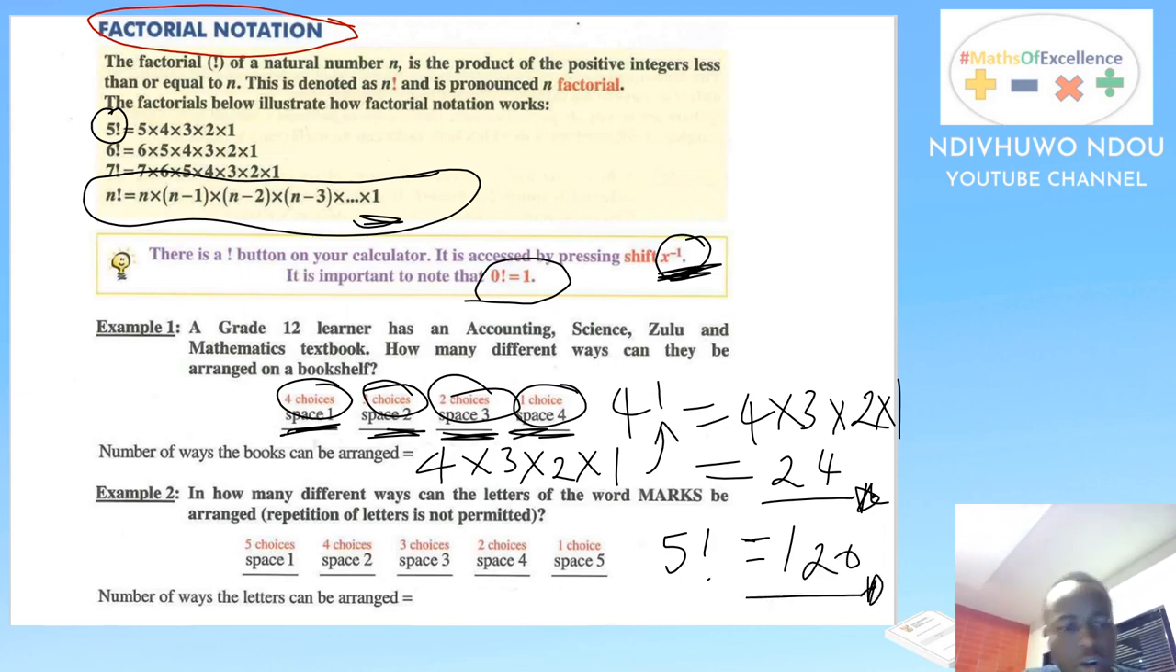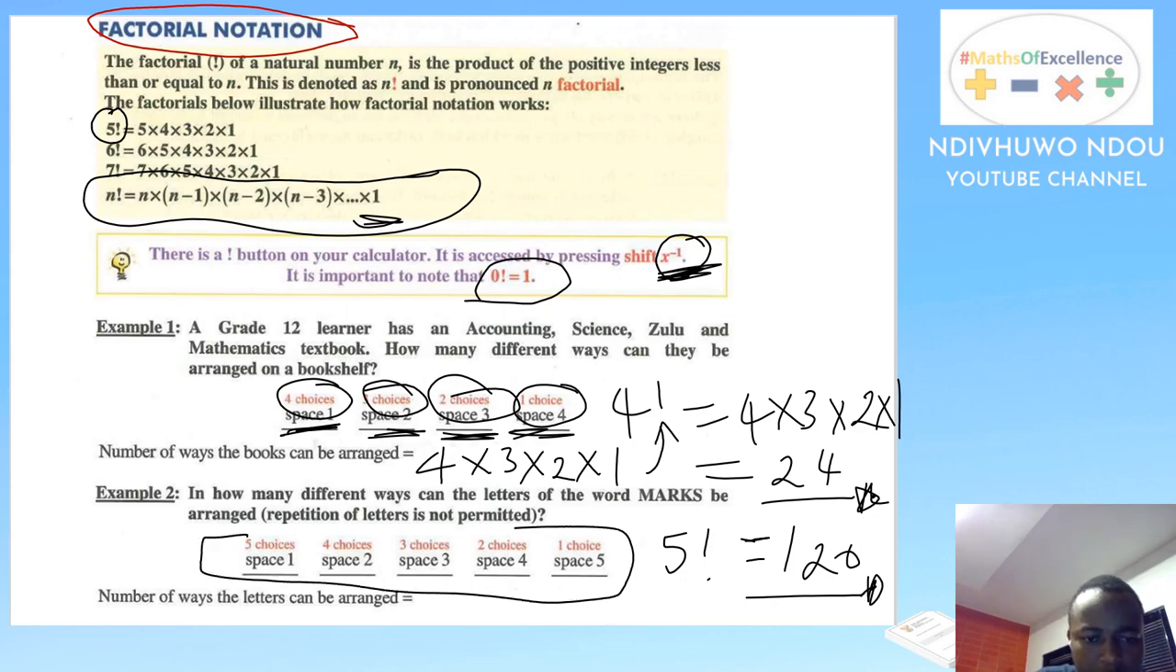So let us also use this understanding of the solution here. We have 5 letters to be arranged. It means we must have 5 spaces, right? We create 5 spaces. After creating 5 spaces, in the first space, how many choices of letters can be made? We can either put M, we can either put A, we can either put R, we can either put K, we can either put S.